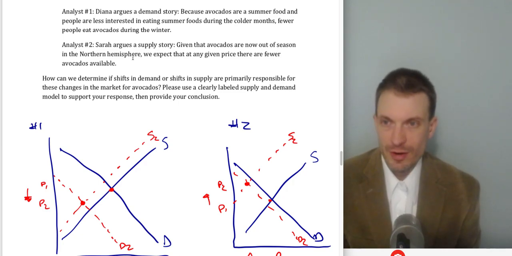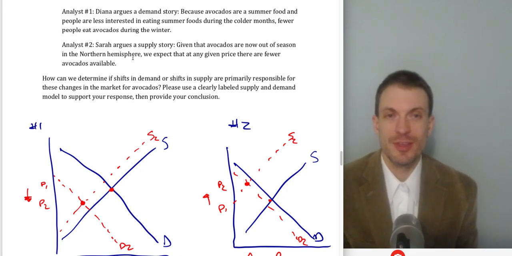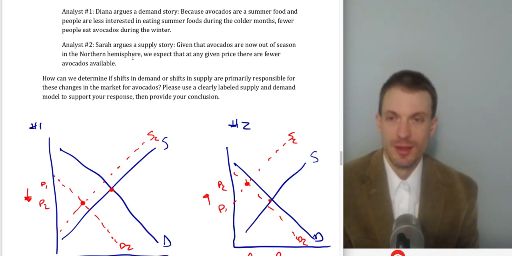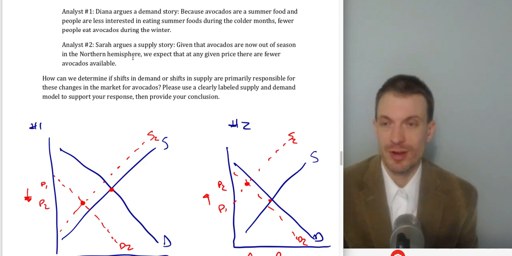Okay. Sarah argues a supply story. Now avocados are out of season. So we expect that there's going to be a decrease in supply, and that's also going to lead to a decrease in quantity. Both Analyst 1 and Analyst 2 are perfectly consistent with observing fewer avocados on campus.